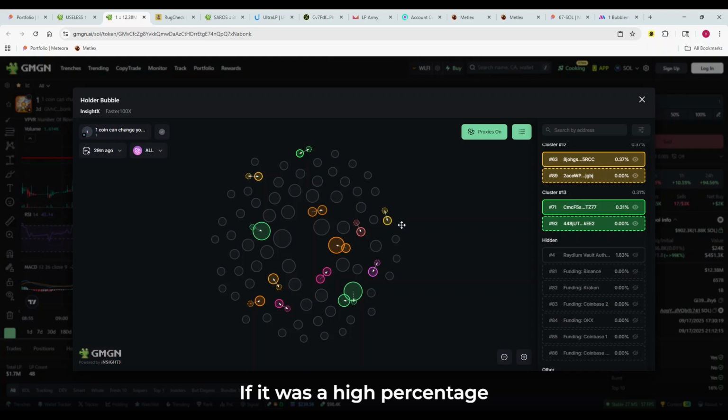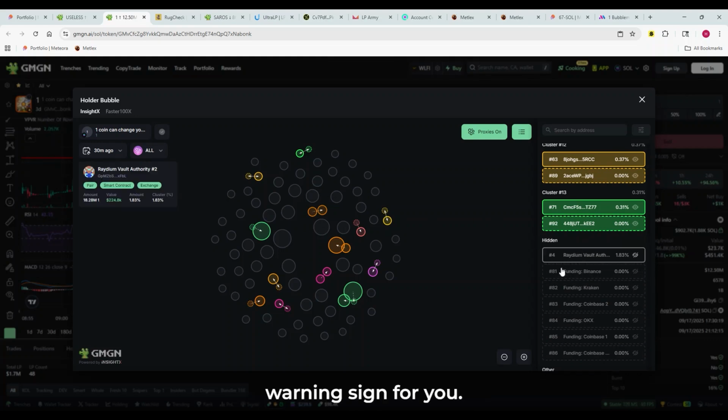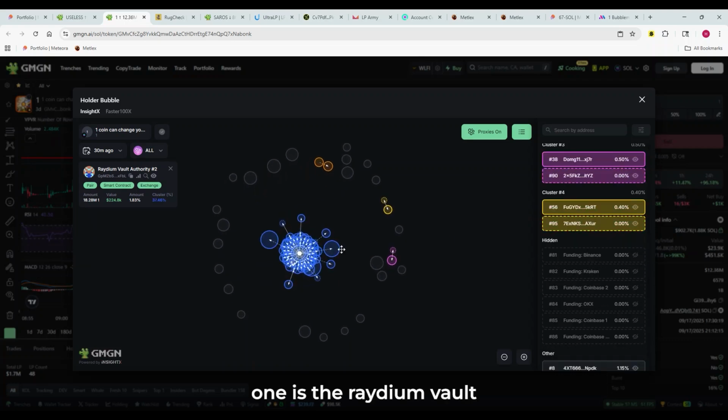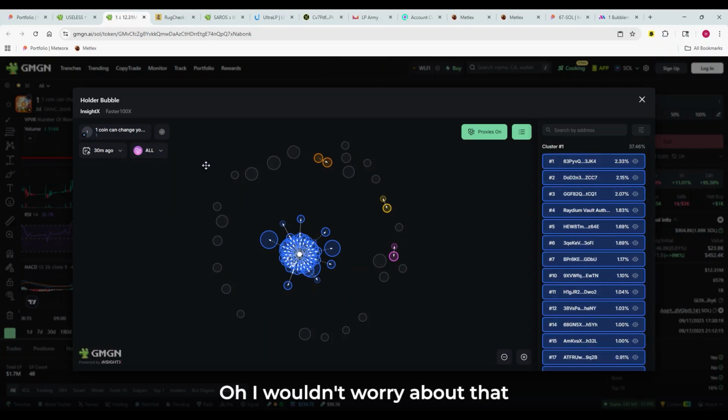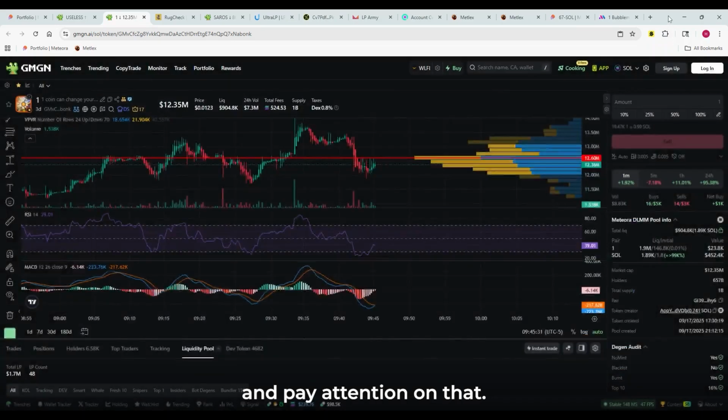If it was a high percentage or a lot of them grouped together, that may be a warning sign for you. And they did hide, like this one is the Radium Vault. Let's look at that one. So that one, that does look dangerous, right? So I wouldn't worry about that one so much. You kind of have to know what you're looking at and pay attention on that.